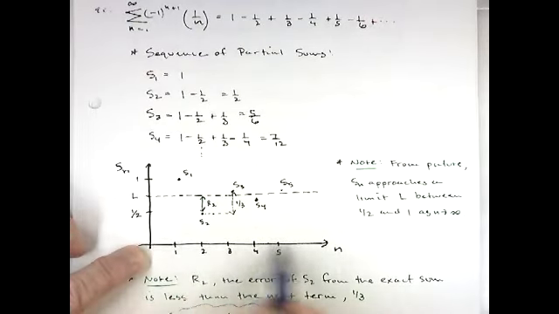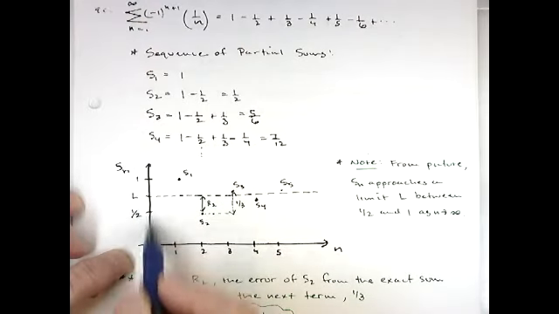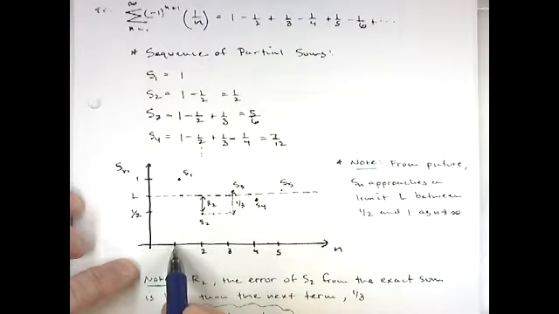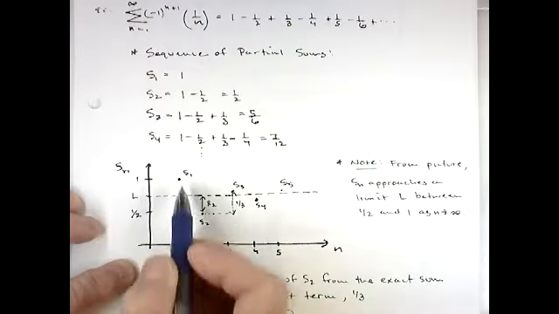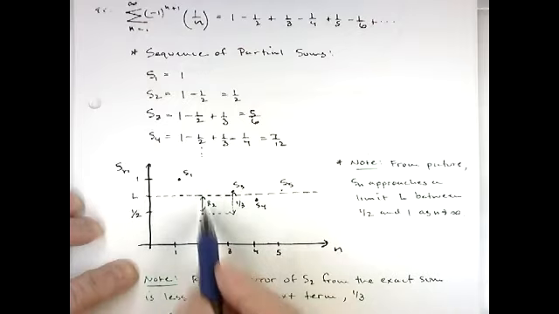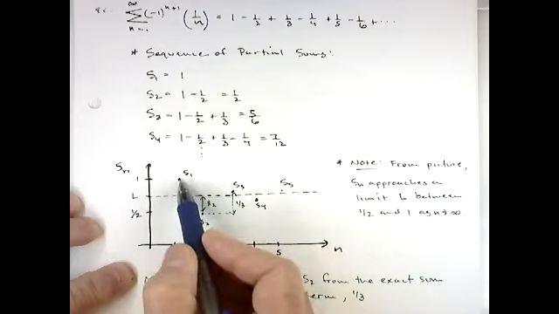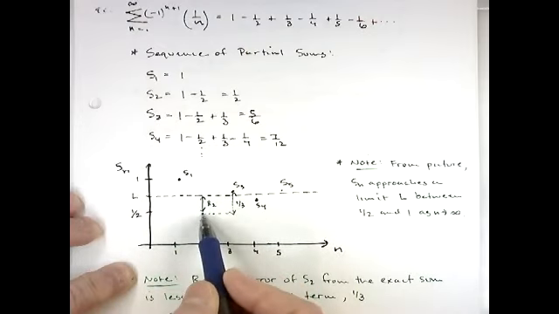So I'm graphing n on the x-axis, and the partial sum is what I'm plotting. So s sub 1, when n is 1, my sum is just 1, so I've got a dot there at 1. S sub 2 is 1 minus a half, which is a half, so I've got to go down a half to get to here. This distance is a half.